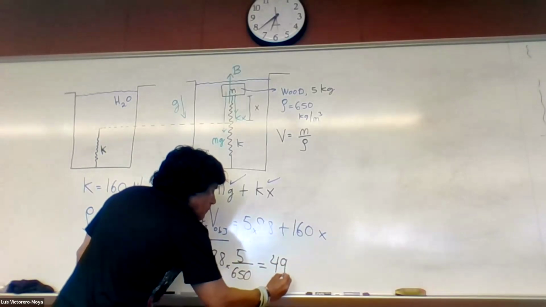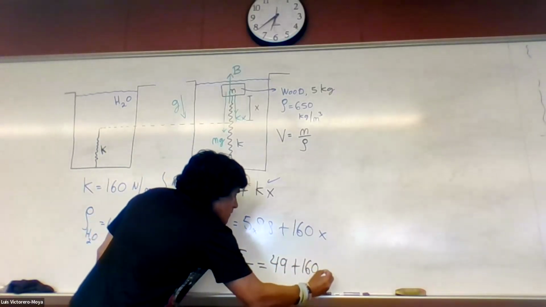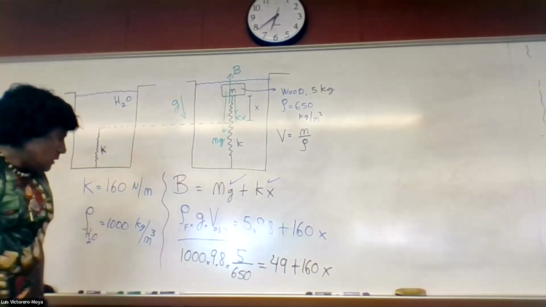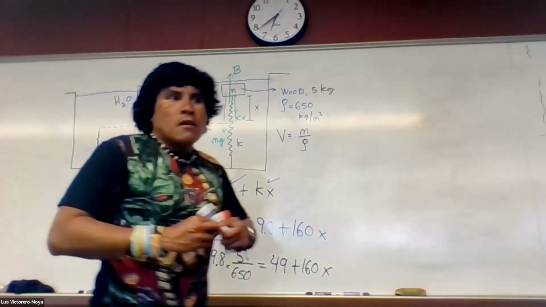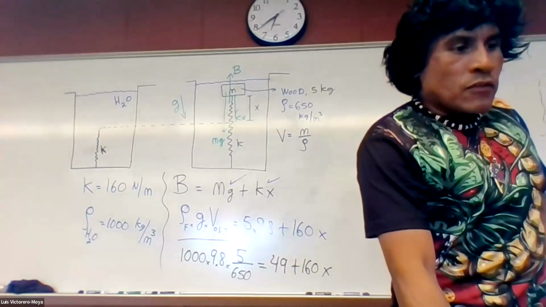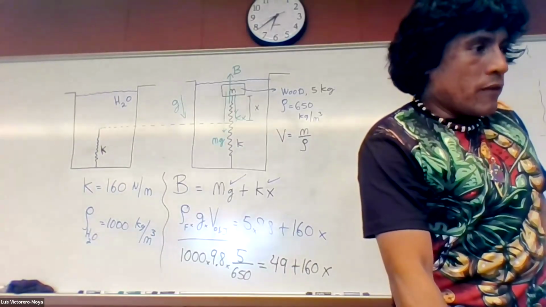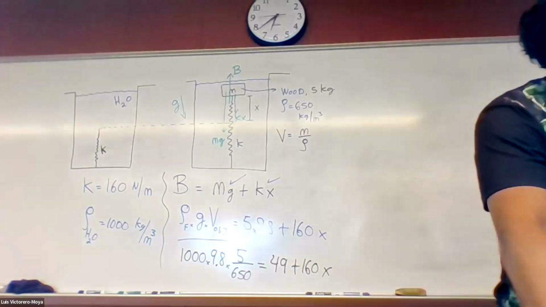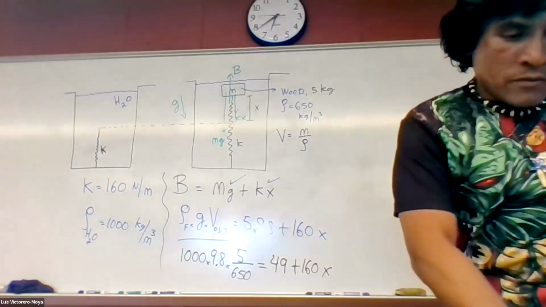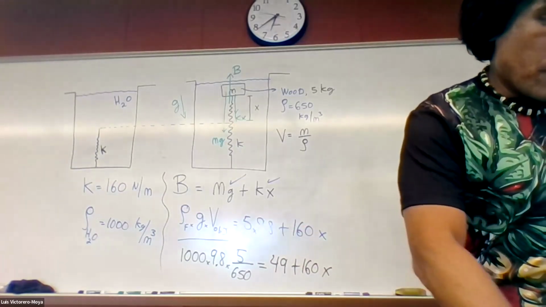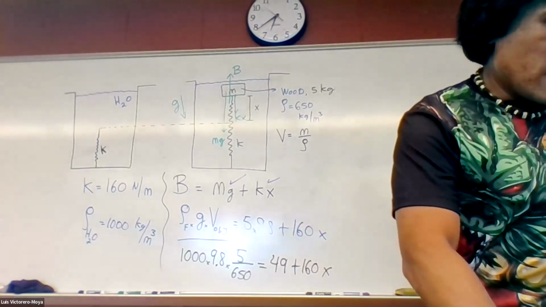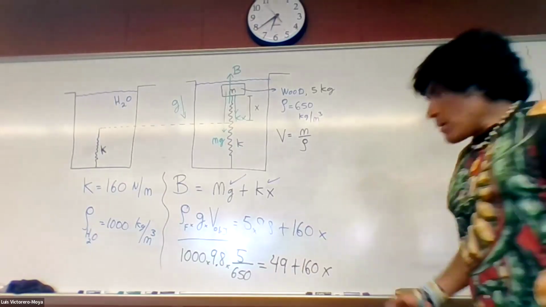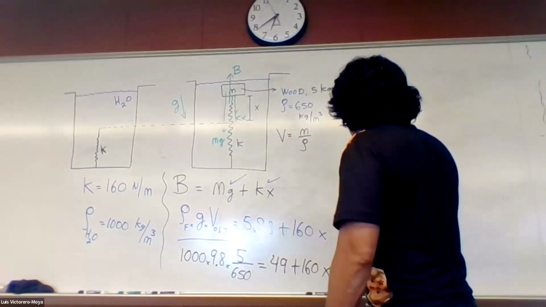49 plus 160x. All right, so let's find this number. Subtract 49, divide by 160. So it takes more time to draw it than to solve it, right? So 1,000 times 9.8 times 5 over 650. So I get 75.4 there.